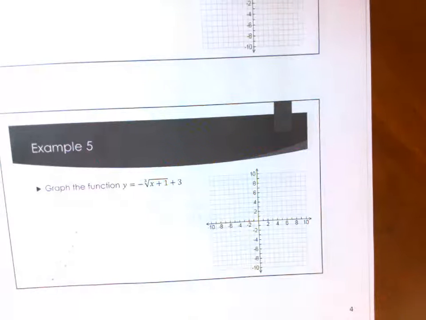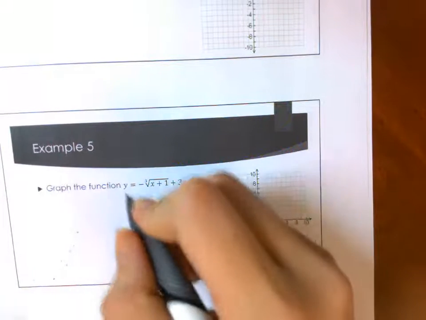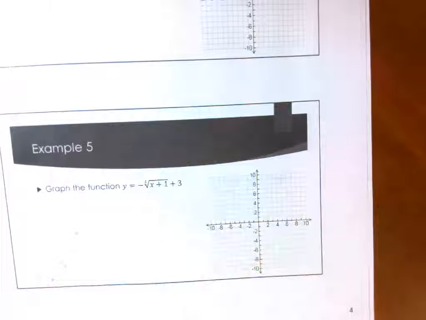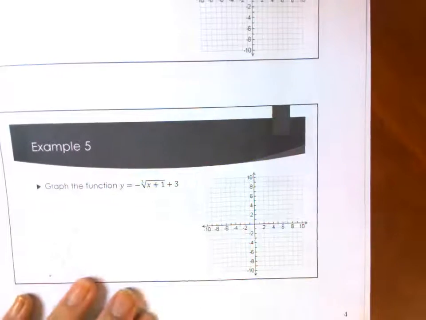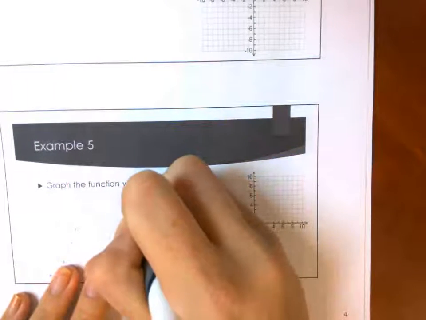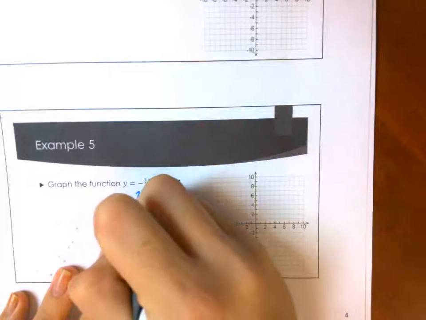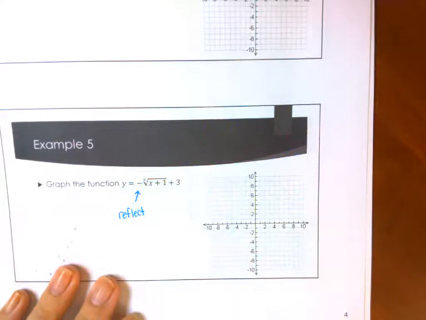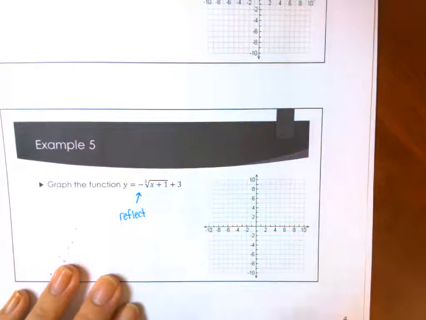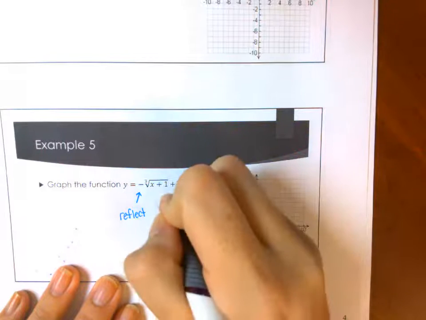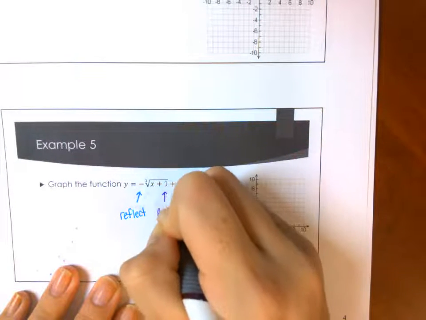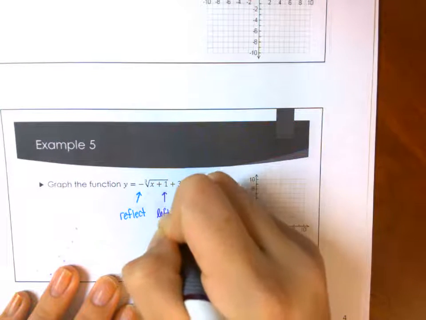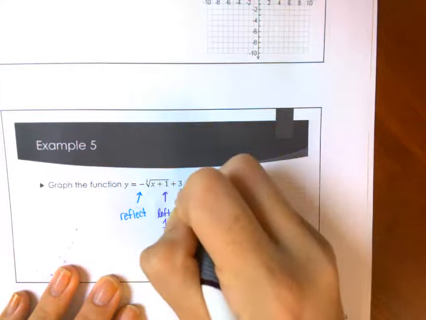Cube root. Let's take a look at this. I see a negative in front. The negative in front tells me that it's not going to stretch or shrink, but it is going to be reflected from the parent function. I see that I'm going to move everything left 1 and up 3.